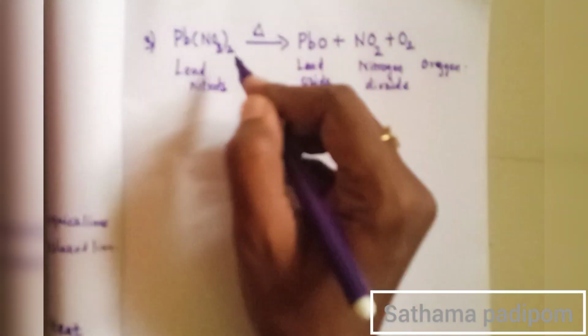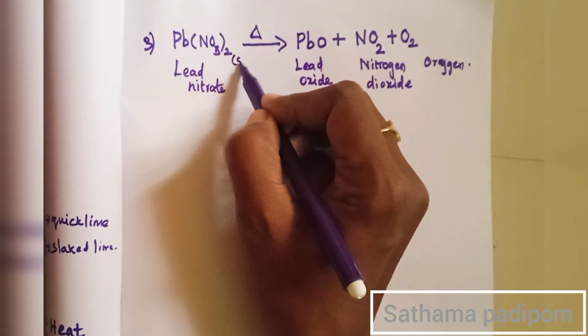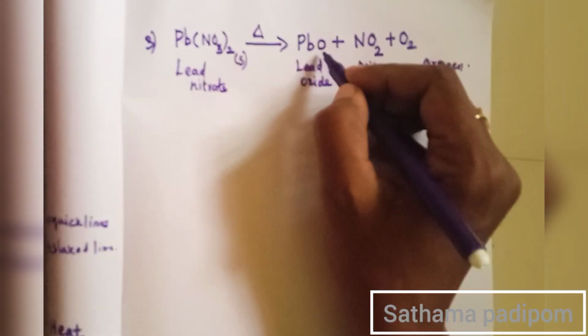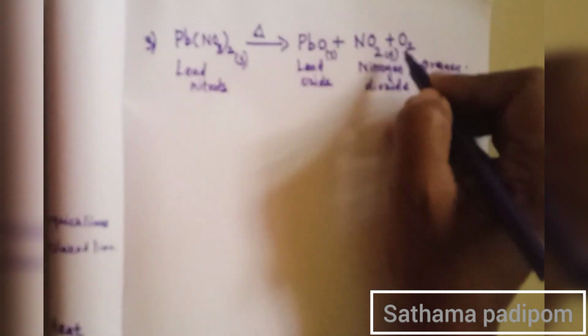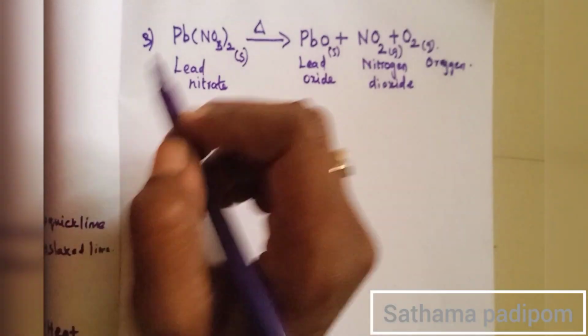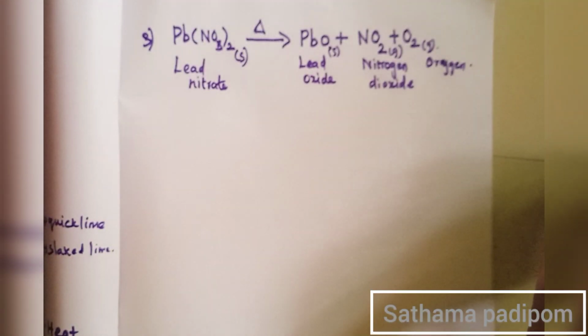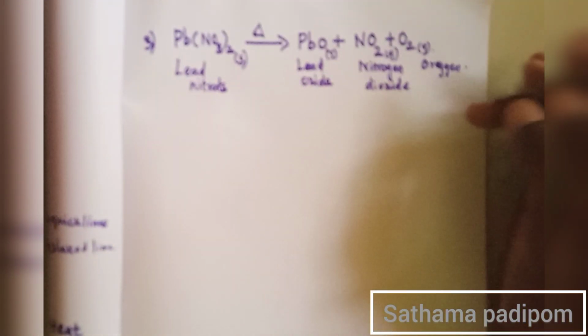Okay, now we write the states for this. Lead nitrate is in the solid state. Next, lead oxide is in the solid state. Nitrogen dioxide is in the gaseous state. Even oxygen is in the gaseous state. Okay, then you have to balance the equation.